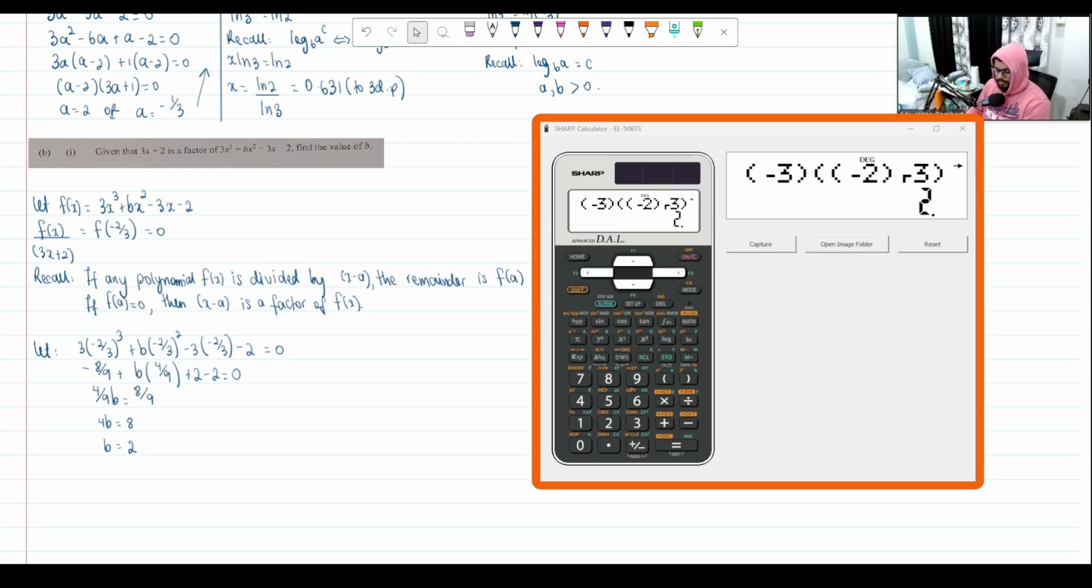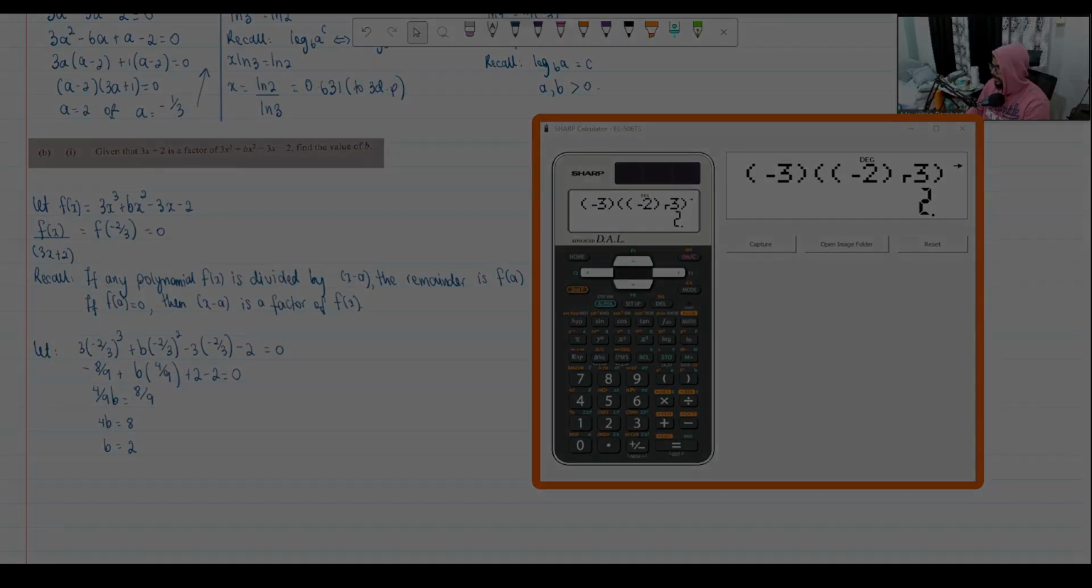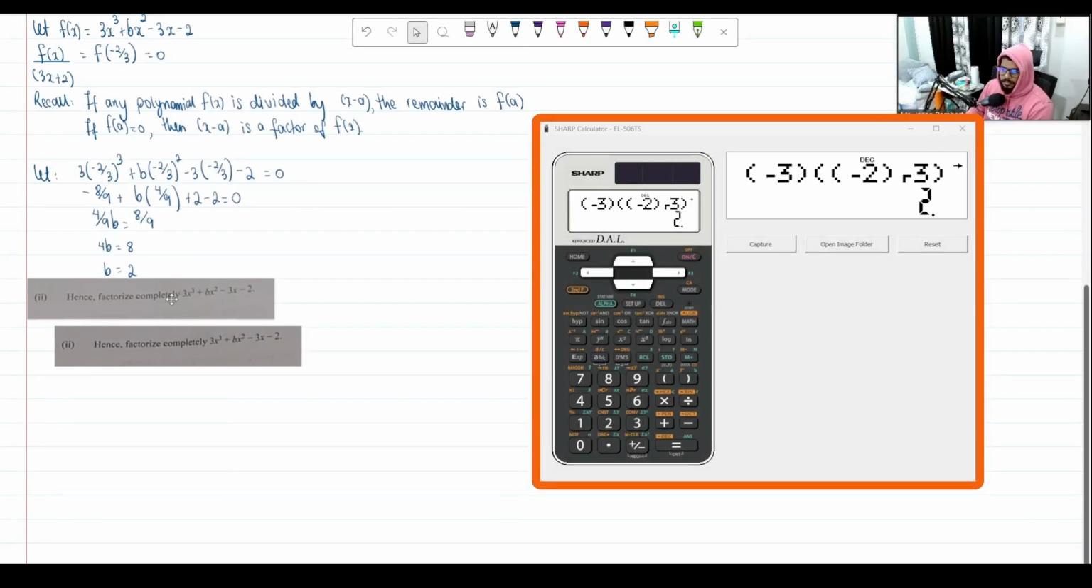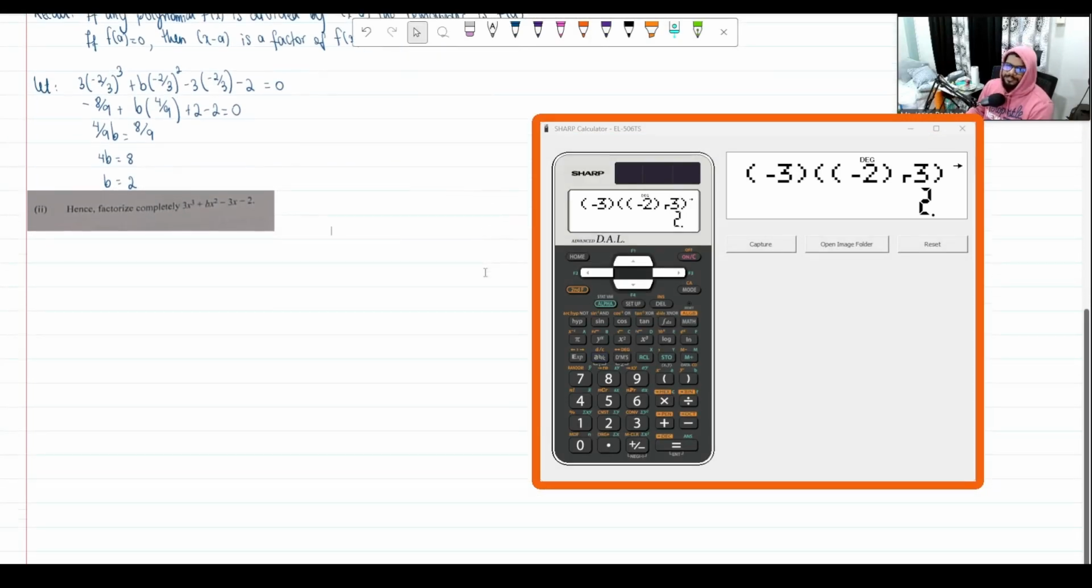Hence, factorize completely the function. All right, hence, factorize completely this function here. Now, there is a workaround for these types of questions as long as you write your statements properly. Therefore, f of x is equal to 3x cubed plus 2x squared minus 3x minus 2.